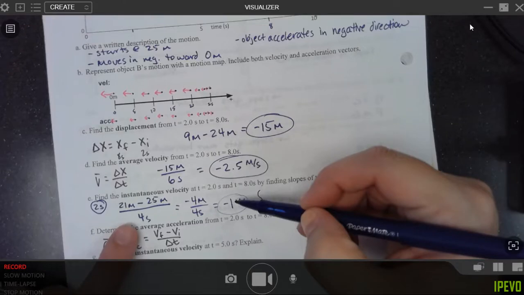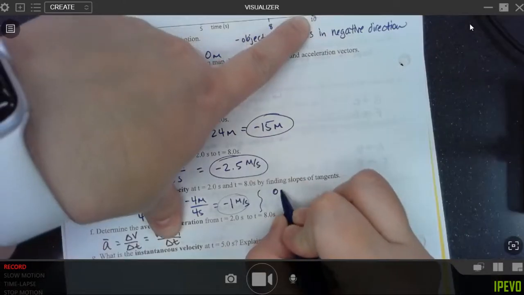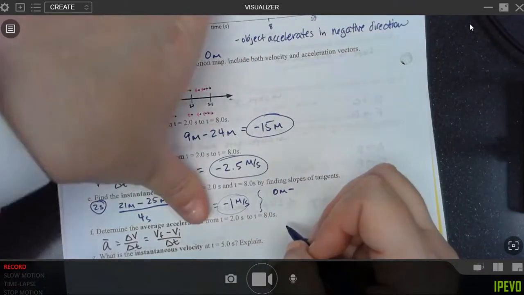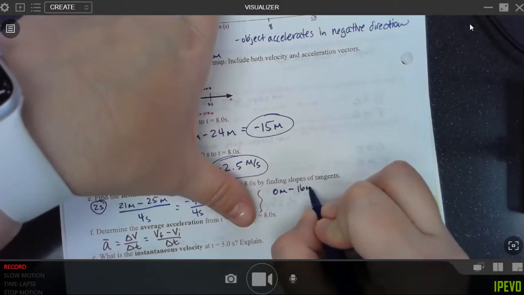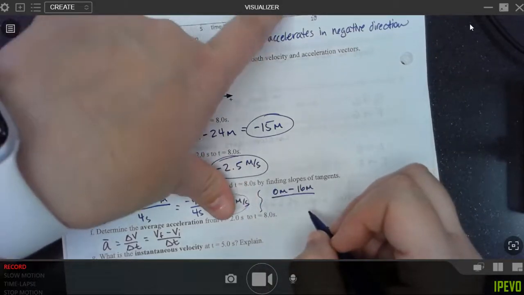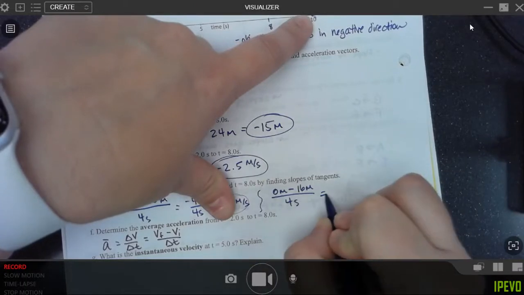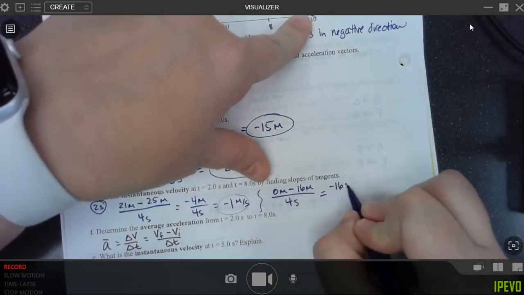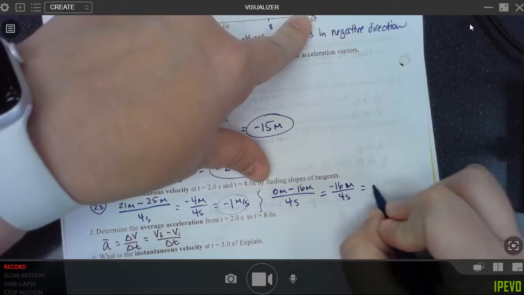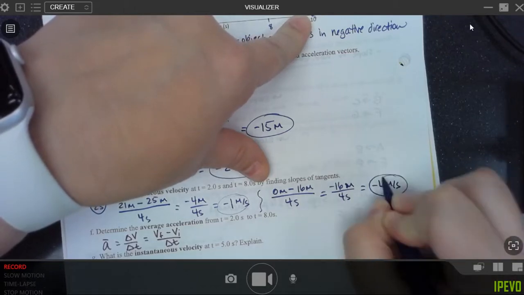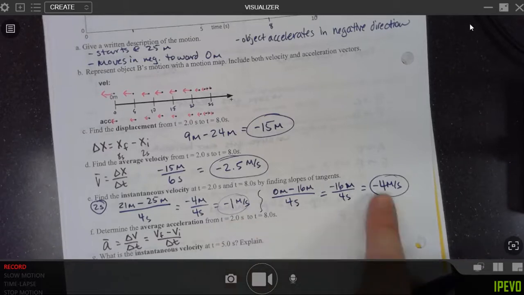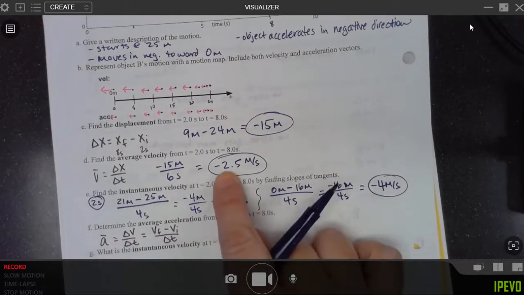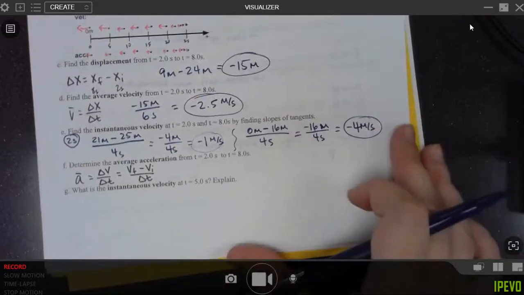Okay, so at 10 seconds, I'm at 0 meters, and I'm going to subtract from that my position at 6 seconds, which is 16 meters, divided by 1, 2, 3, 4 seconds. So I've got minus 16 meters divided by 4 seconds equals minus 4 meters per second. So in fact, if you take these two things and average them together, 4 plus 1 is 5, divided by 2 is 2.5. So that's just another way you can confirm that.